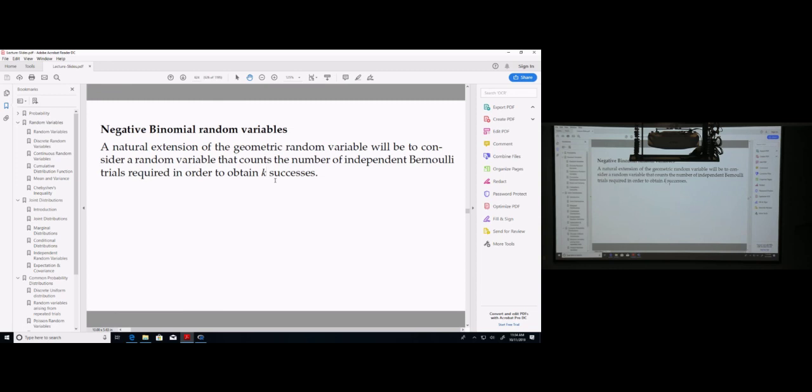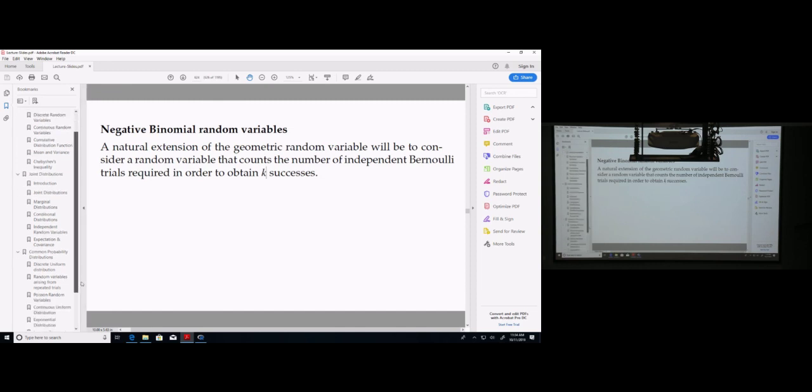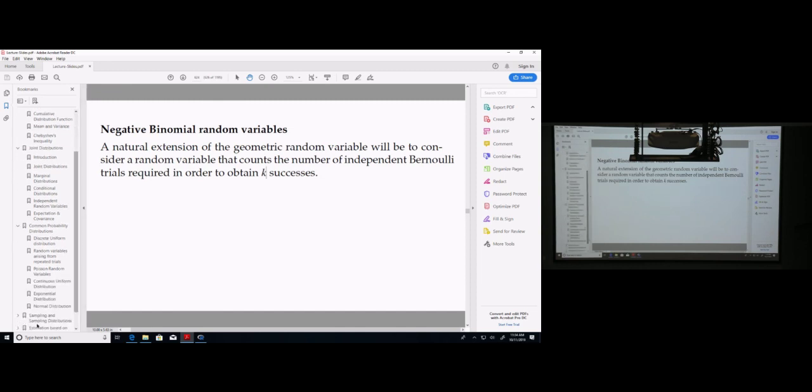So maybe I'll stop here, and then we will derive it. Hopefully, by next week, we will finish the random variables topic, and something to look forward to would be more like a statistics topic, all right?